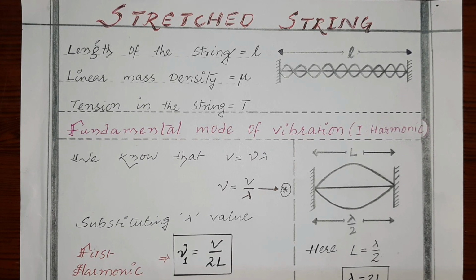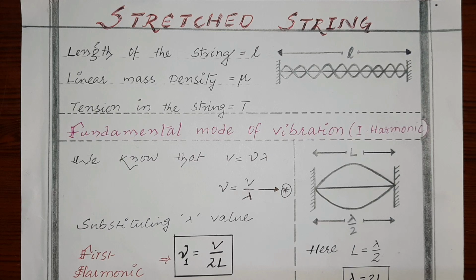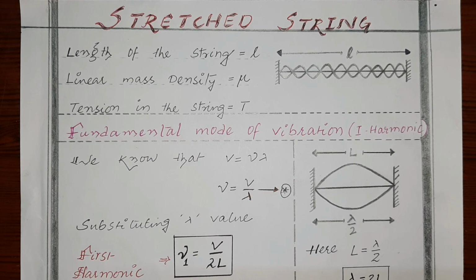Now we shall discuss the possible frequencies which are produced in the case of a stretched string, as we have discussed in our earlier videos in the case of open pipe and closed pipe. I hope you got clarity on the formation of stationary waves in a stretched string. So let's proceed and have a look at the first harmonic, second harmonic and third harmonic which are produced in our stretched string.